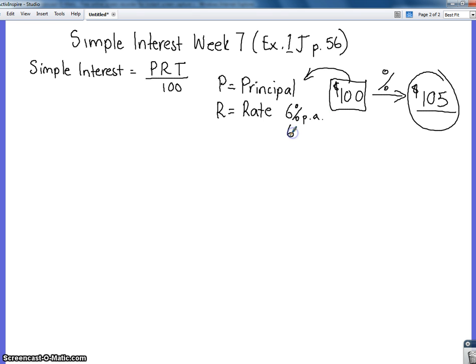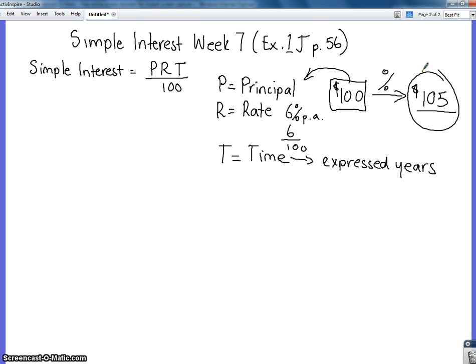6 divided by 100. And so that's where this comes in here. Okay? That's where this comes in here. What do you think the T represents, Helen? The time. How long you leave it in the account. Okay? And you can see all of that is explained on page 54. Importantly, this time is expressed as years. So if Jaden left that in there for 2 years, then T would be 2.